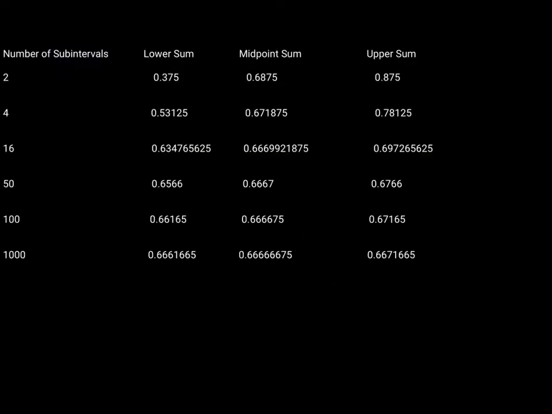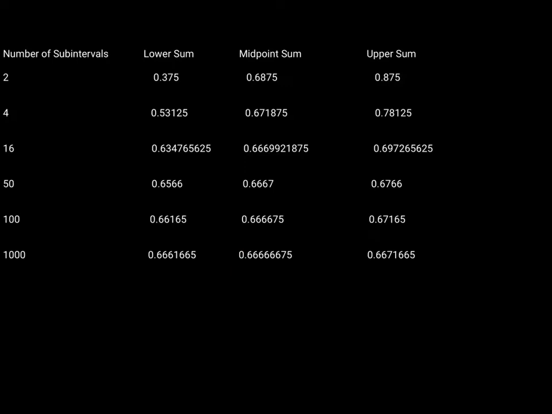So check this out. All the way from 2 rectangles to 4 rectangles, and this is what we did earlier. But if you go up to 16 rectangles, and look at 1,000 rectangles, look at this midpoint sum. It seems like these approximations are approaching the number 2/3, right? This decimal is practically 2/3.